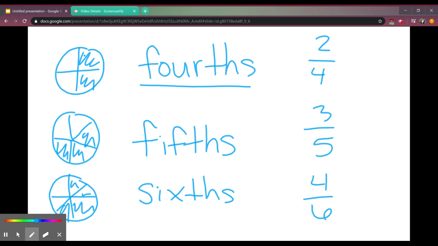Whatever your denominator is, let you know how you're going to say it. So if your denominator is 5 and you have 3 colored in, it'll be 3 fifths because it's out of 5 pieces total. So that's all I'm going to say about fractions today, but tomorrow I will have another video that goes into a little more detail about what fractions are, how you can compare them to each other, and a couple other things.